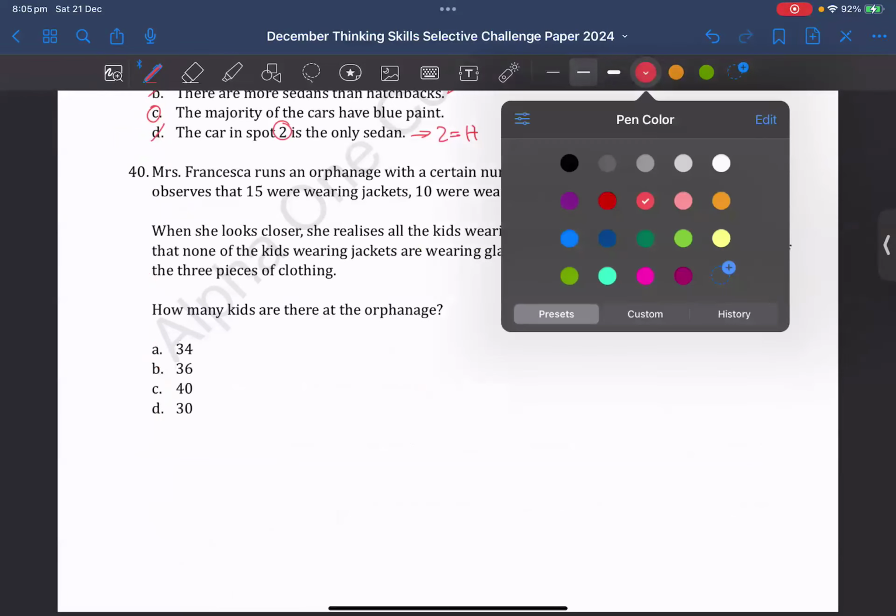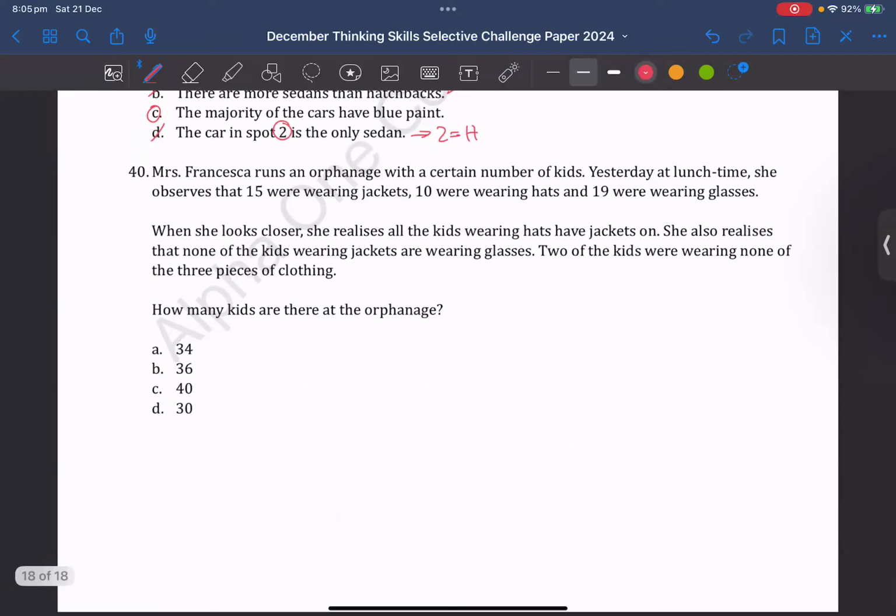So starting off, I know that I've got 15 with jackets. And in there, I know all the kids with hats. So 10 have hats and jackets. And then none of the kids wearing jackets are wearing glasses, so it's just 5 with jackets only. And then those that are wearing glasses is 19, with glasses by themselves, and 2 with none. And we want to find how many in total.